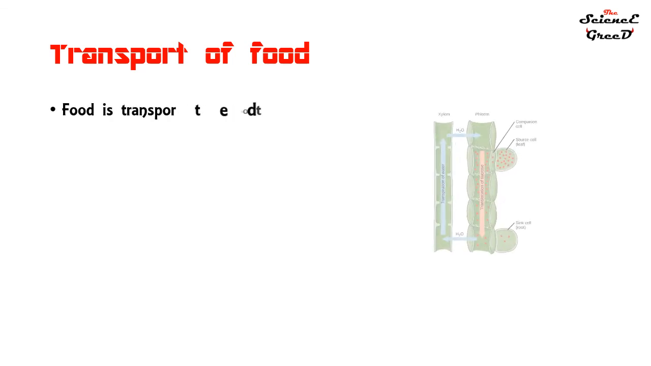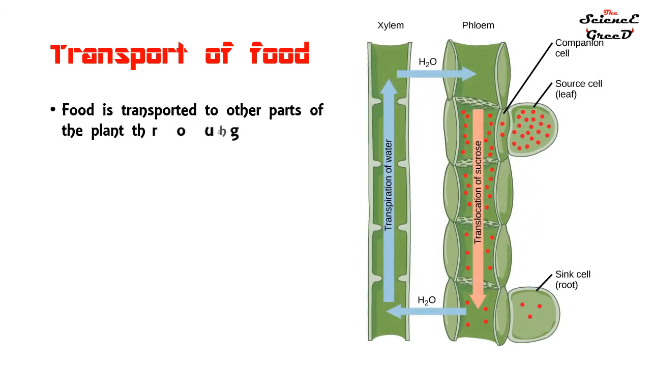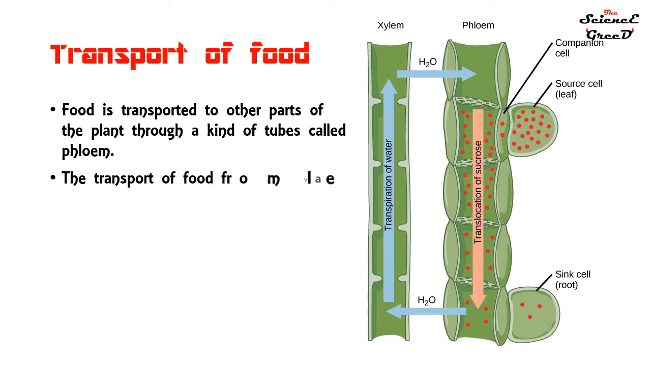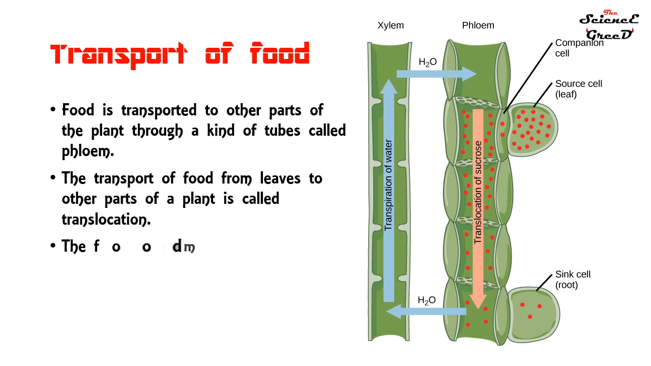Transport of food. Food is transported to other parts of the plant through a kind of tubes called phloem. The transport of food from leaves to other parts of a plant is called translocation. The food made by the leaves is in the form of simple sugar.